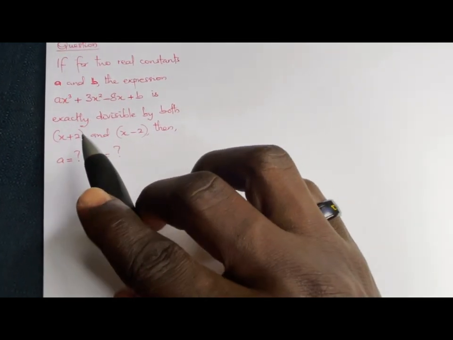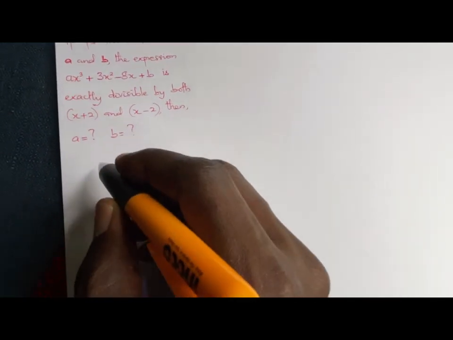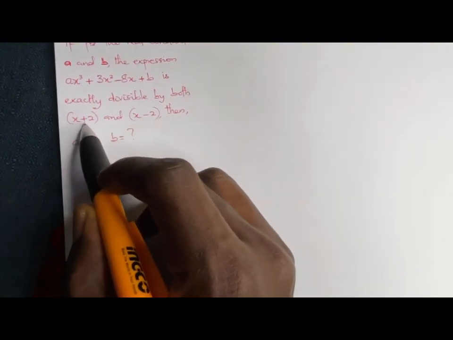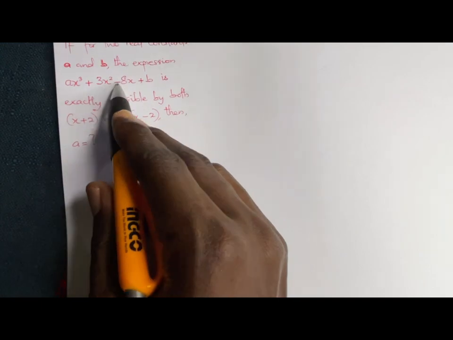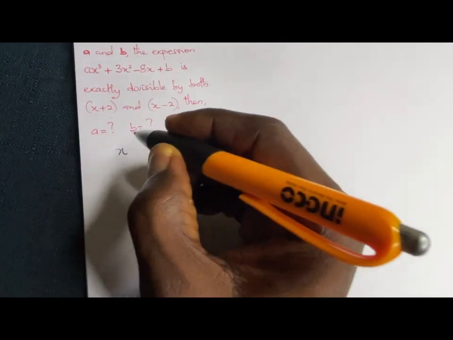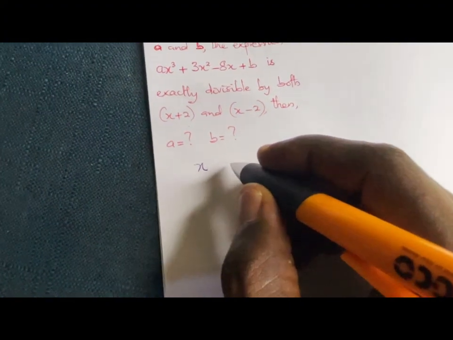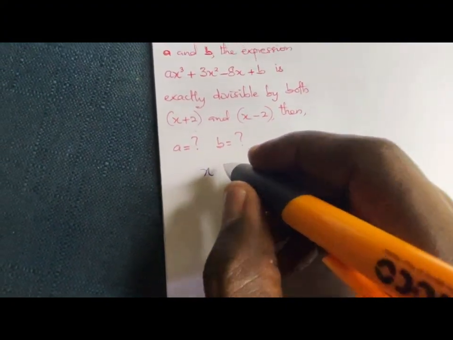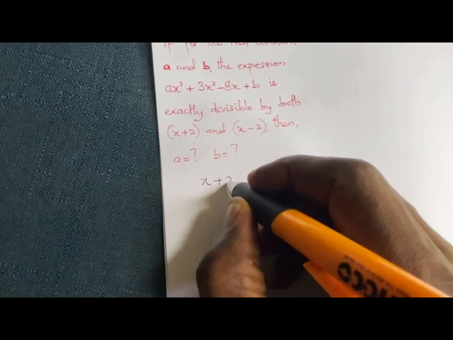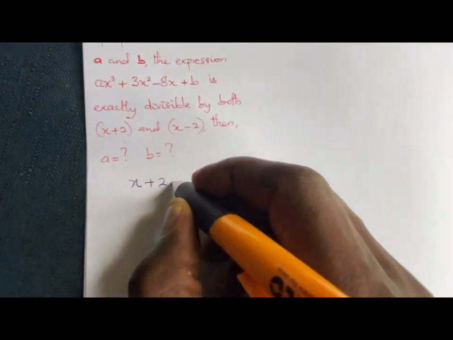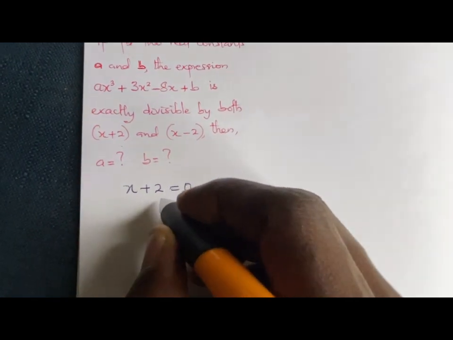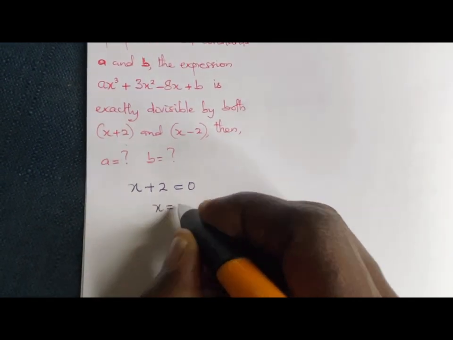In the first step, what you do is equate this to 0 and make x the subject. Then we substitute into this. So we'll be having x plus 2 equals 0, which will be x equals negative 2.